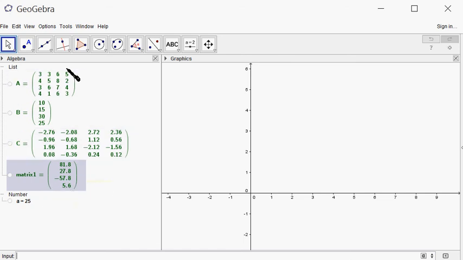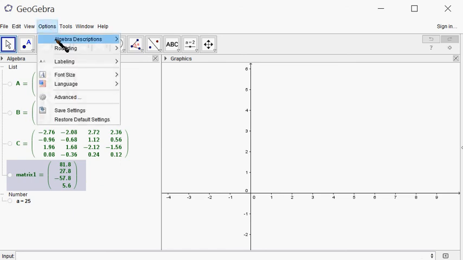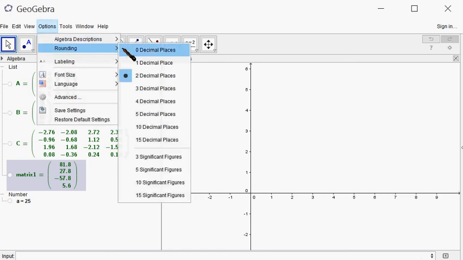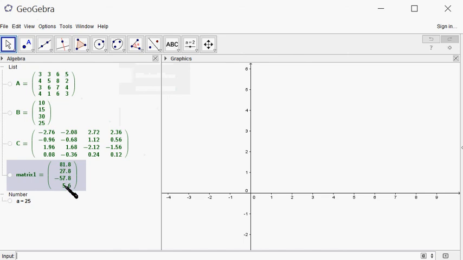If you want to see more precision, you can change the rounding to higher decimal places, but I think these are exact values. That's it. I hope that this was clear.